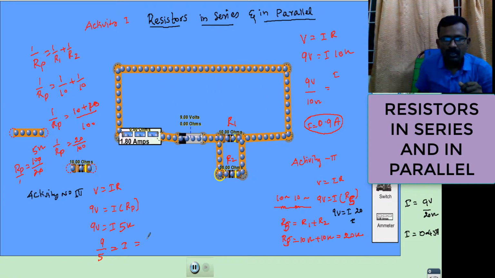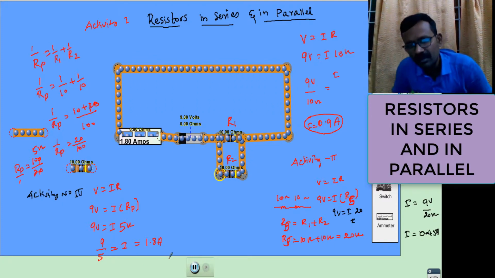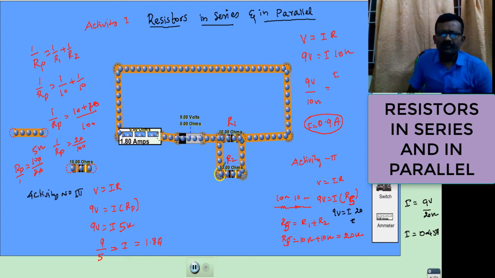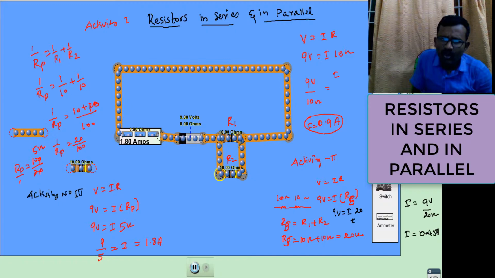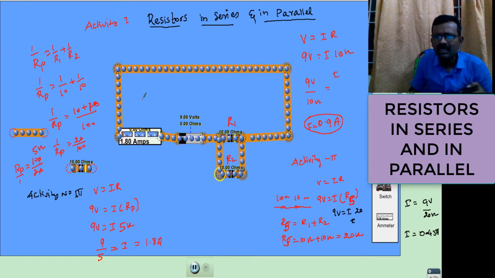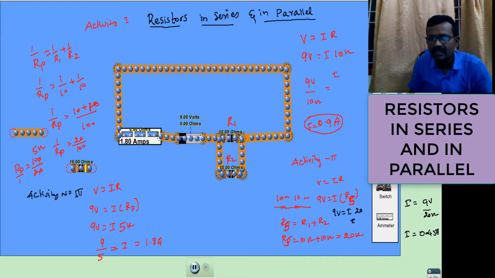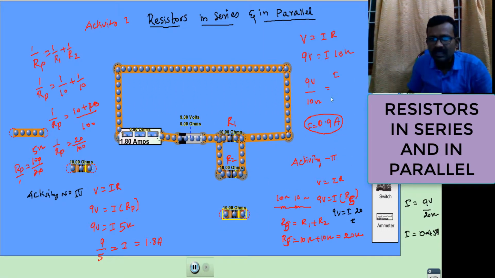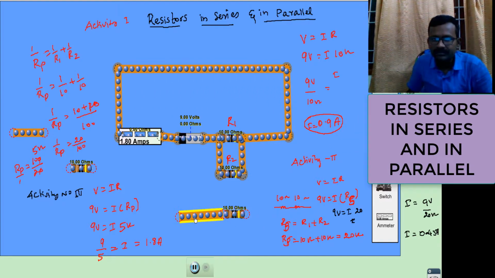I is equal to 1.8 ampere. If we add more resistance, the value will decrease. Where more resistance is in parallel, the current will increase. Okay, shall we see? I take another 10 ohm resistor. I take 2 wires.